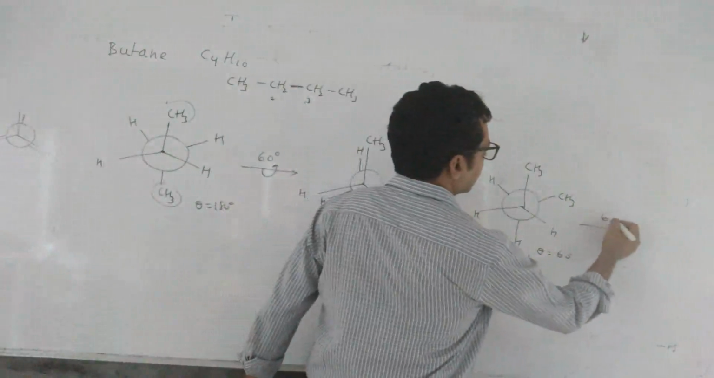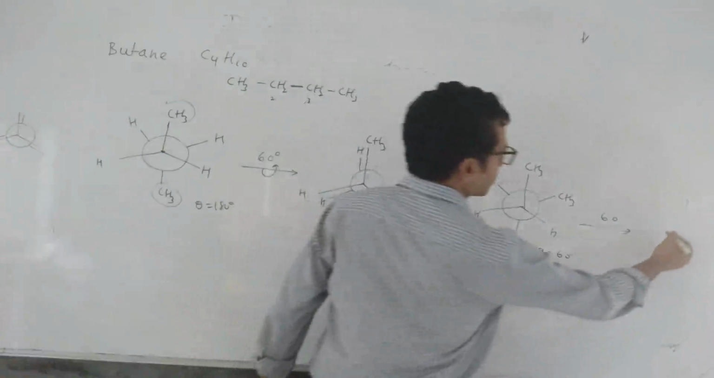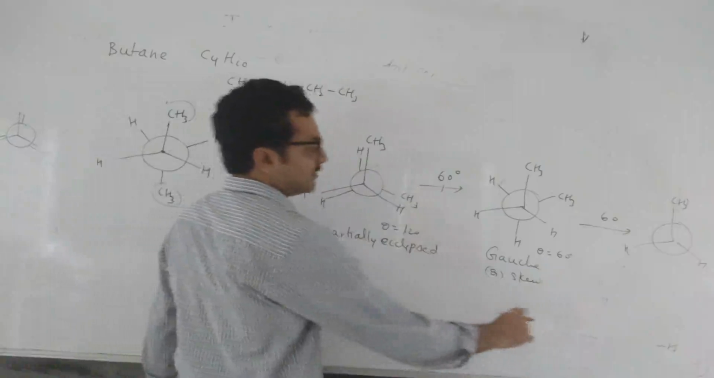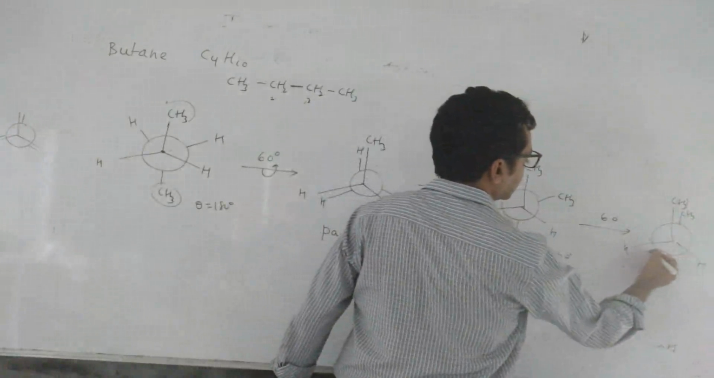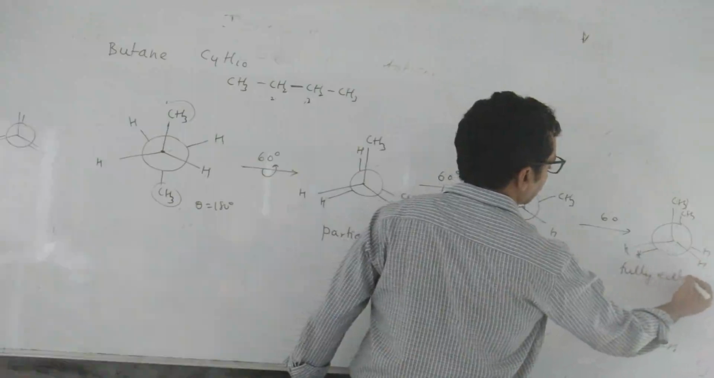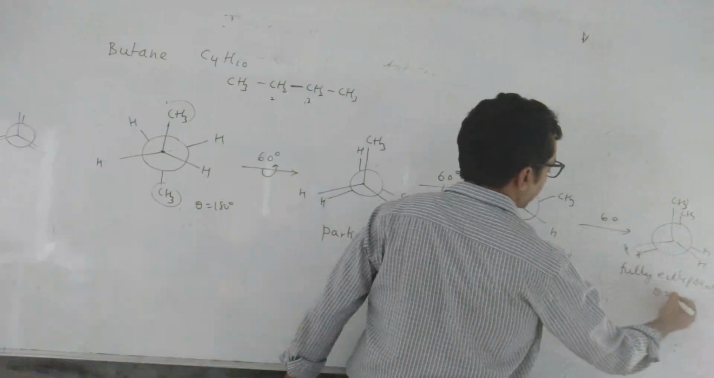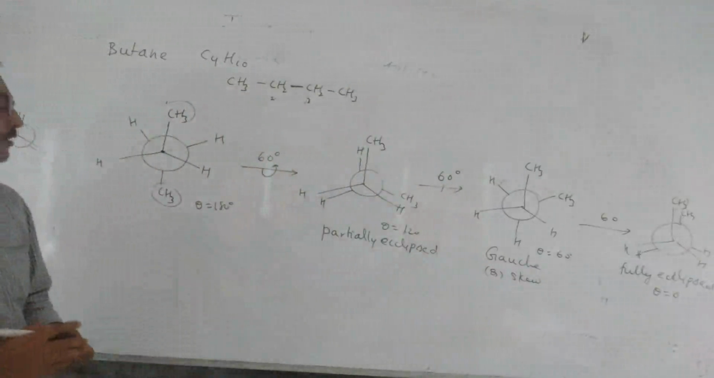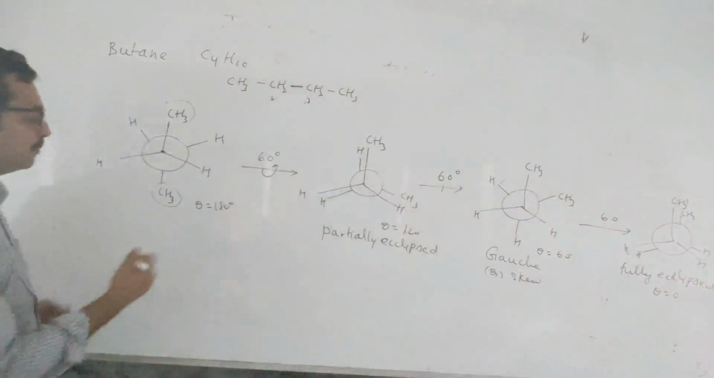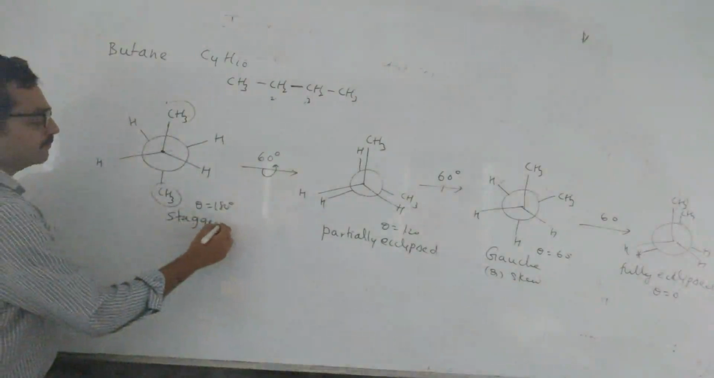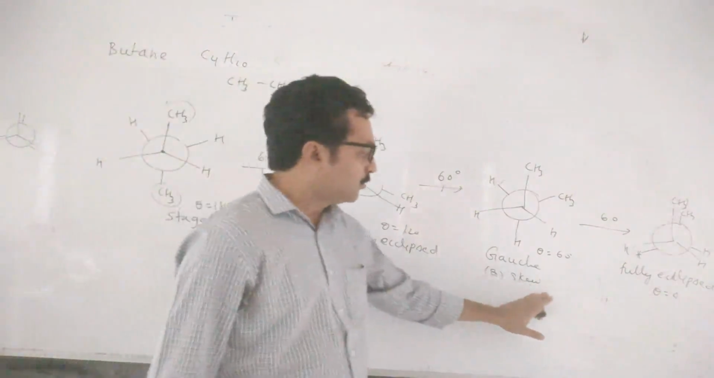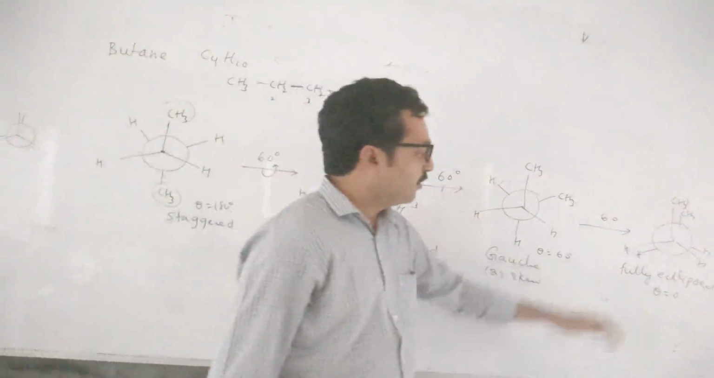Now, if I rotate 60 more degrees, then what happens? This is the front carbon, CH3, H. Now that CH3 will go at the back of it, CH3, just imagine, H and H. So this is called the fully eclipsed conformation. Here theta will be 0 degrees. Okay? So this is called the staggered form, 180 degrees. This is called the partially eclipsed form. Staggered, you can say anti also, anti-staggered. Next we will get the gauche form or skew form. Next one will be fully eclipsed.